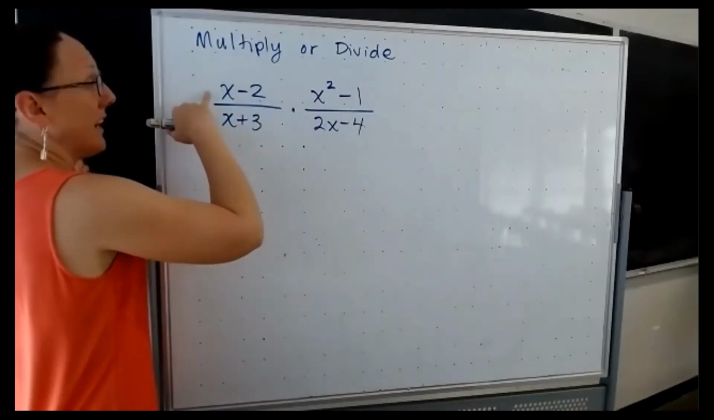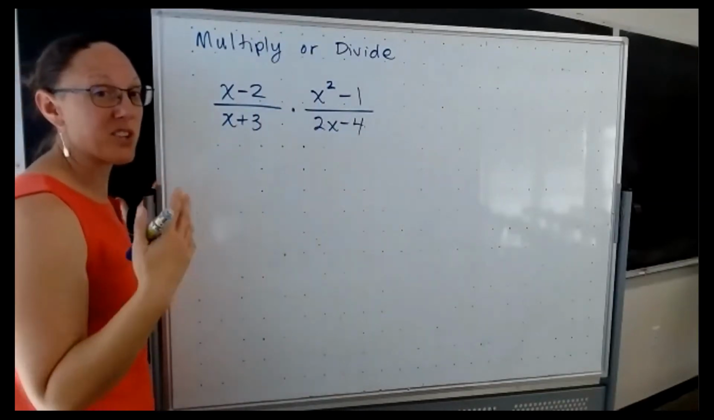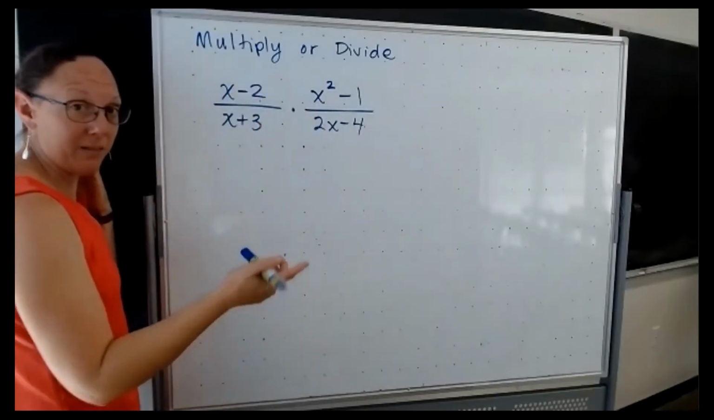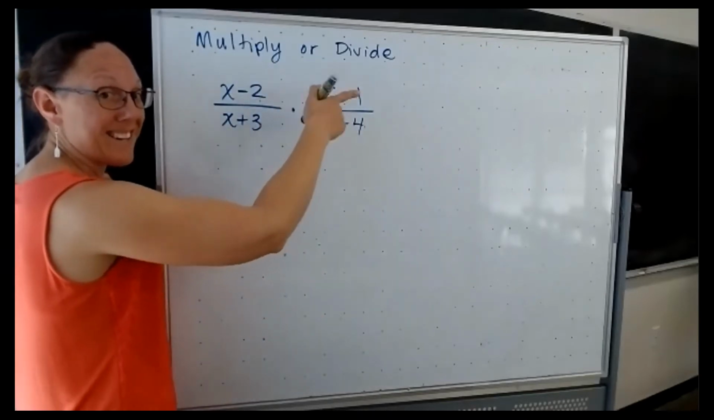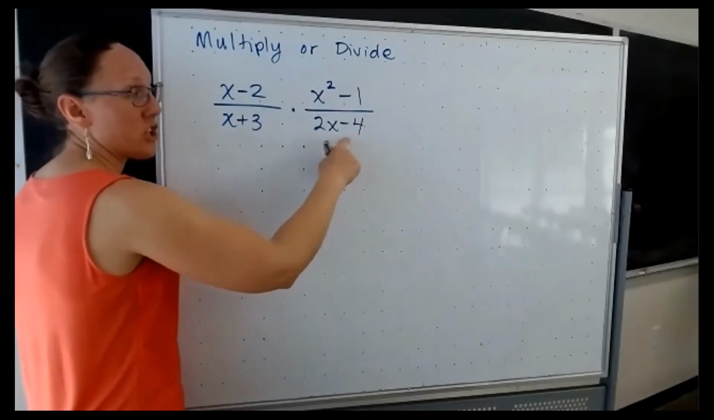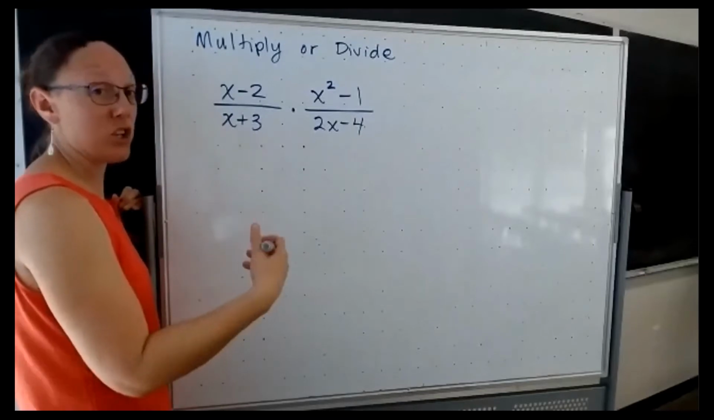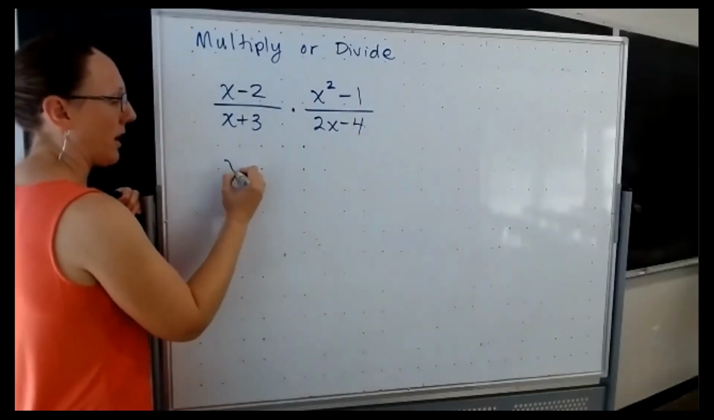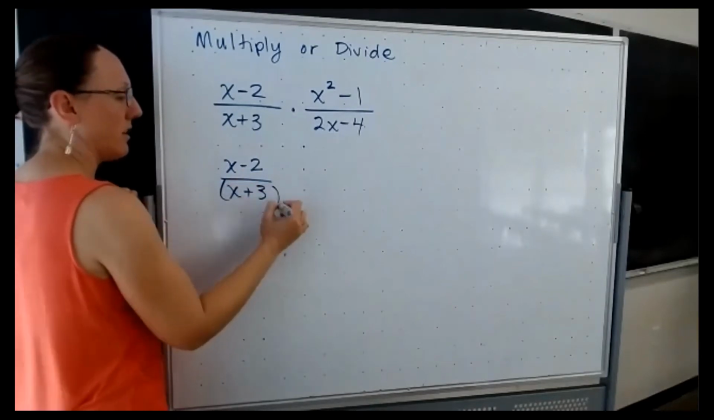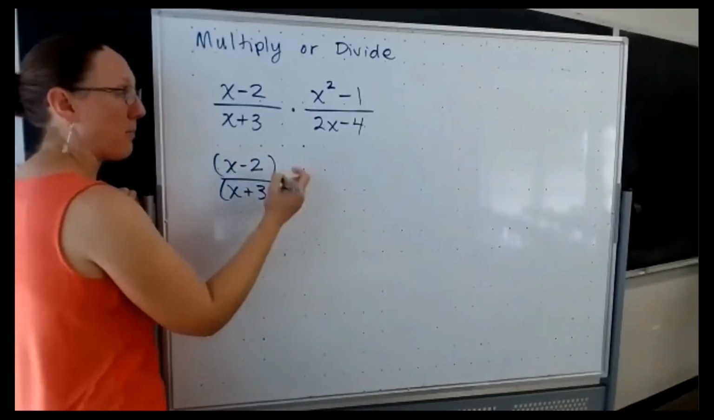So looking at this, x minus 2 and x plus 3, there's nothing to simplify there, and I can't factor anything. But x squared minus 1, that's the difference of squares. This can definitely be factored. And on the 2x minus 4, I can factor out a 2. I'm looking at x minus 2, x plus 3. That will just keep those pieces the same.